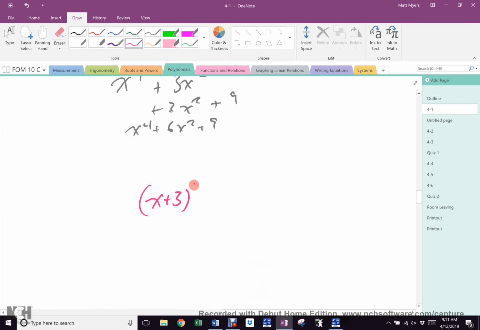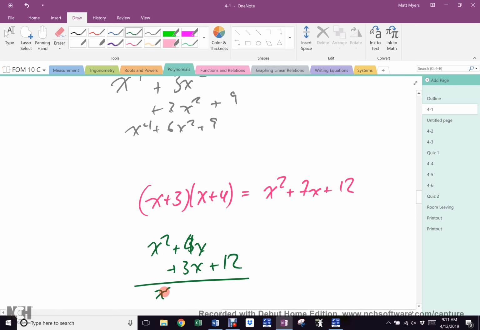X plus 3, x plus 4. The answer is x squared plus 7x plus 12, right? Because I added, then I multiplied. Now, if I write it out the long way, x squared plus 4x plus 3x plus 12. X squared plus 7x plus 12. Everybody cool? Notice this shortcut only works when it's just a single variable. But it's a nice little shortcut for all of those questions, right?